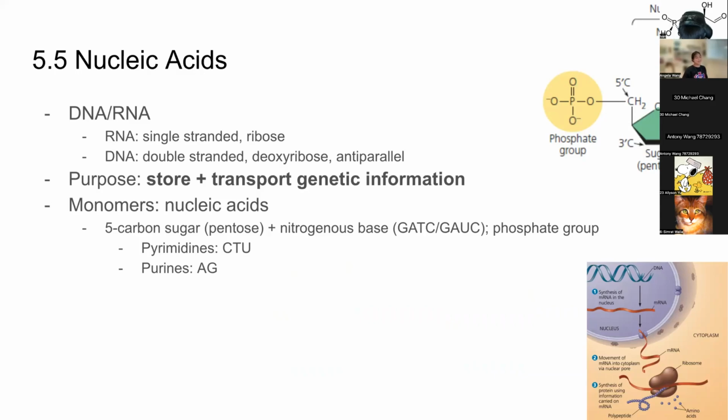And then there are 2 types of nitrogenous bases. One is pyrimidines, which are single-ringed, and those include cytosine and thymine, and also uracil. And then purines are double-ringed, which includes adenine and guanine. So a pyrimidine always pairs with a purine, and that ensures that DNA is always paired at a specific width.